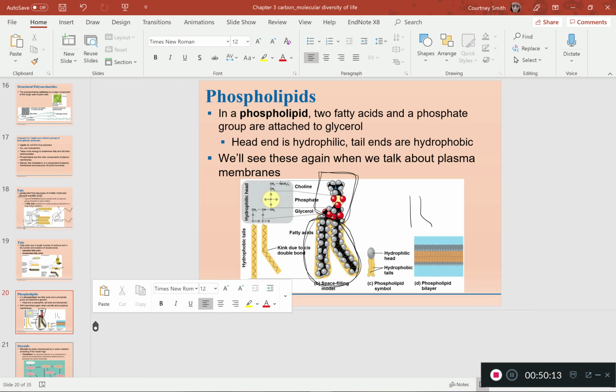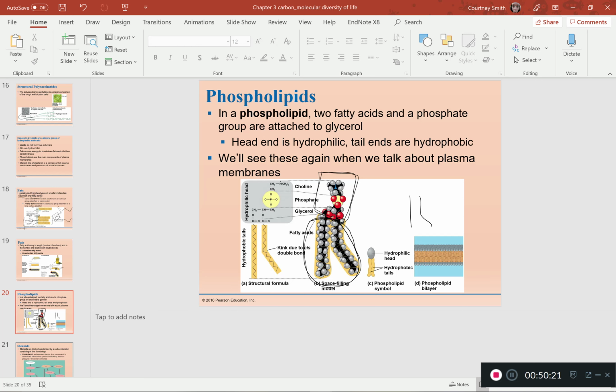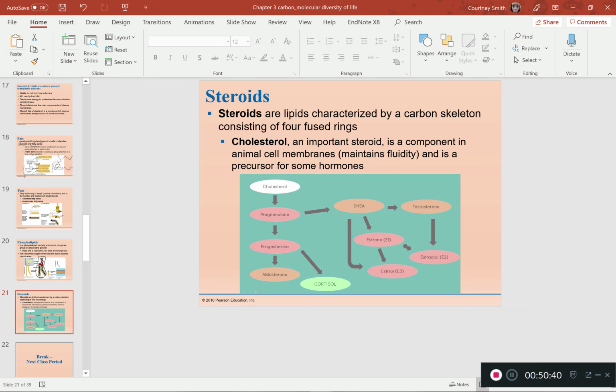So the head is comprised of a glycerol and a phosphate. The choline I'm not so interested in. The big picture though, guys, I really want you to know that there's a phosphate group as well as a glycerol. So the glycerol is what actually links the phosphate indirectly to the fatty acid. Excuse me, the fatty acid tails, okay? And where can we find phospholipids? Our cellular membrane.